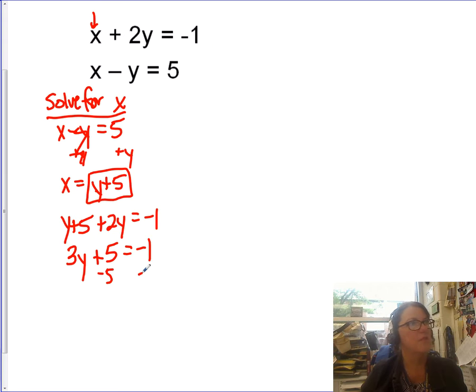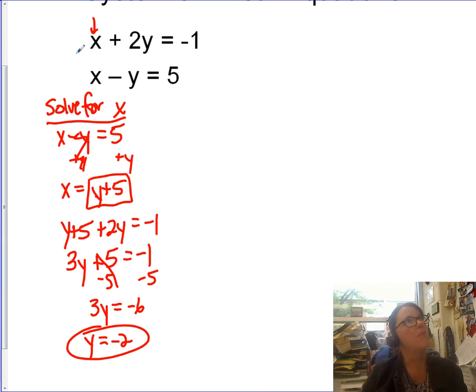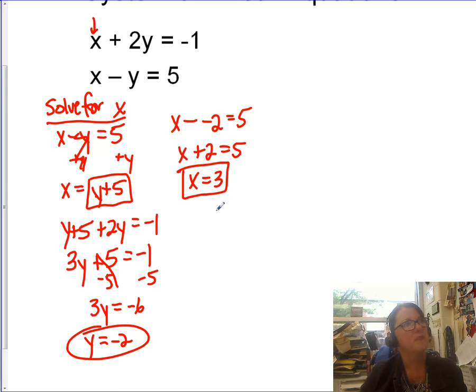Now go and solve for y. And you get 3y equals negative 6. So y has to be equal to negative 2. Boom. Okay, if y equals negative 2, go back up in either one of these equations and figure out what x is. So if I wanted to use this equation, I'd say x minus y, but y is negative 2. That equals 5. This is x plus 2 equals 5. Haha, x has to equal 3. Okay, so I'm saying that my solution is (3, negative 2).